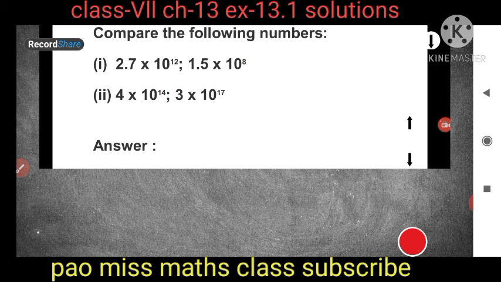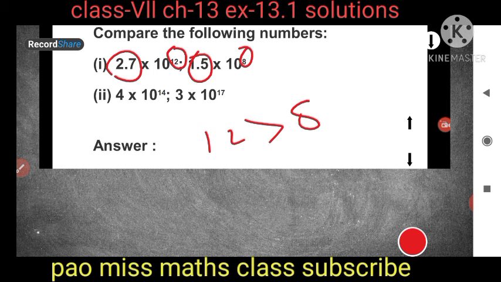Now you can see here what is the power here. This value does not matter here, just you have to see the power. What is the exponent here? 12 and another is 8. So between 12 and 8 which is greater? 12 is greater, isn't it? That means which will be greater? 2.7 into 10 to the power 12 will be greater than 1.5 into 10 to the power 8. Okay, whose power will be greater, that number will always be greatest.